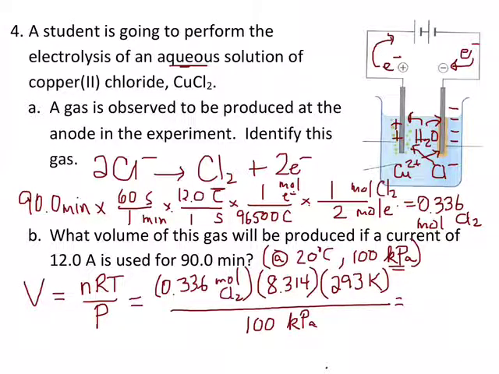When you find volume with the ideal gas law, the units for volume are always liters. So 0.336 times 8.314 times 293 and divide by 100. So 8.18 liters of Cl2 will be produced if it's measured at 20 degrees Celsius and 100 kPa.